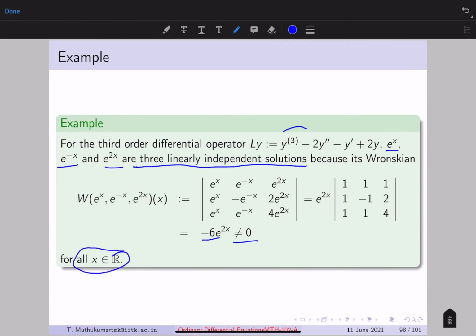Again, as I said before, it's a third order differential equation. We have already seen a theorem which tells you that for Ly equal to 0 for this operator, the solution space has to be three-dimensional. You have three linearly independent solutions, so the general solution is just the linear combination, or the linear span, of these three functions.